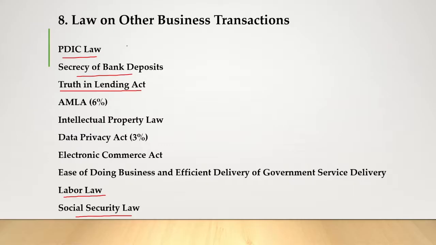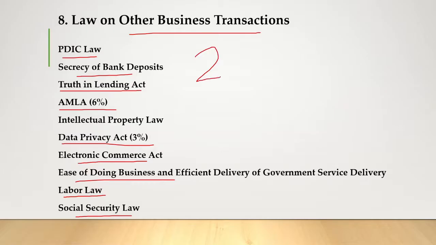So how many percent is the law on other business transactions? Effective October 2022 examination, Anti-Money Laundering Act 6%, Data Privacy Act 3%. The rest of the highlighted topics 2% each. So 2%, 2%, 2%, 1, 2, 3, 4, 5, 6, 7, 8. 8 times 2, 16%, plus 6, 22, plus 3, 25%. So the law on other business transactions is 25% of the entire exam for RFBT. If RFBT has 100 items, there will be 25 questions under this topic. If you want to check the RFBT syllabus, kindly check the description in this video.